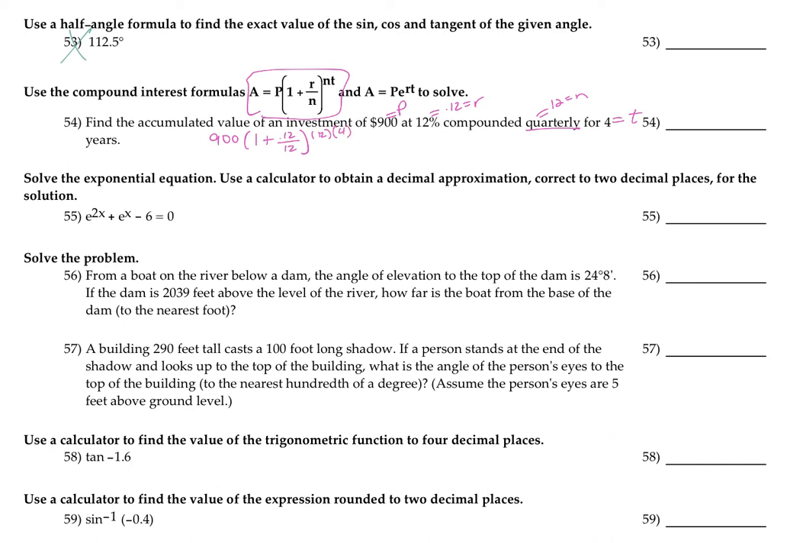So 900, 1 plus 0.12 divided by 4, raised to the 4 times 4. And I get $1,451.003, so 0 cents.